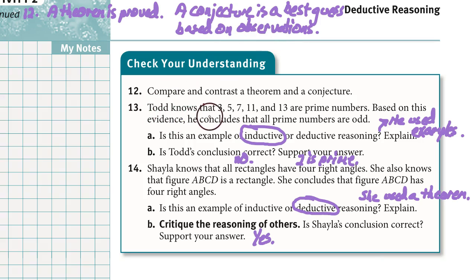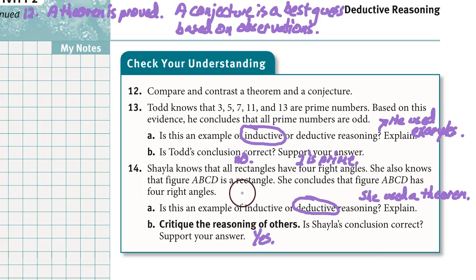Number 13, Todd knows that 3, 5, 7, 11, and 13 are prime numbers. Based on this evidence, he concludes that all prime numbers are odd. Is this an example of inductive or deductive reasoning? This is inductive reasoning. He's using those example numbers to base his conjecture on. Question B, is his conclusion correct? No, it's not, because 2, which is an even number, is a prime number.